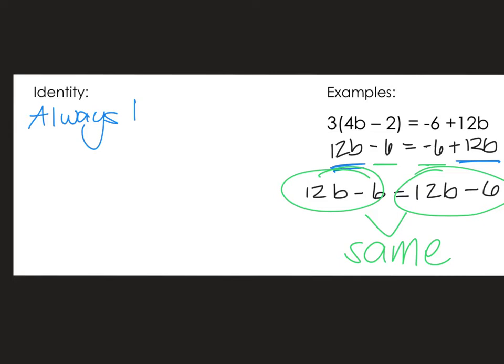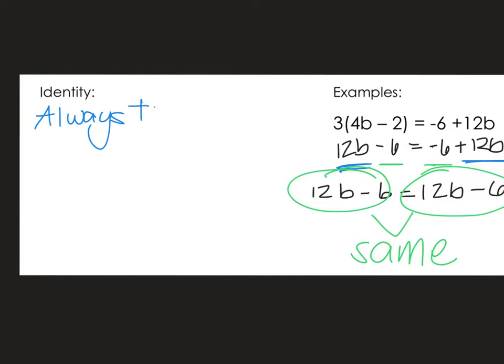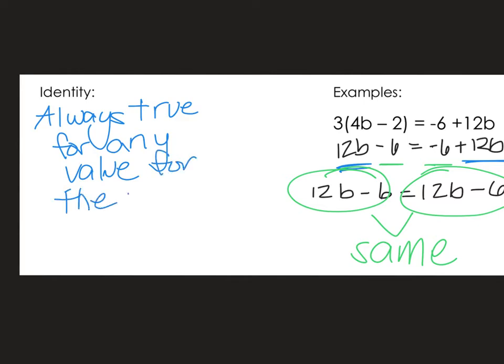Always true for any value for the variable. So again, in this case, if I substitute a 1, a 2, a 5, a negative 7, a negative 1/4, whatever, it will be true no matter what. So an identity means that it has all real numbers as a solution. Anything will work, okay?